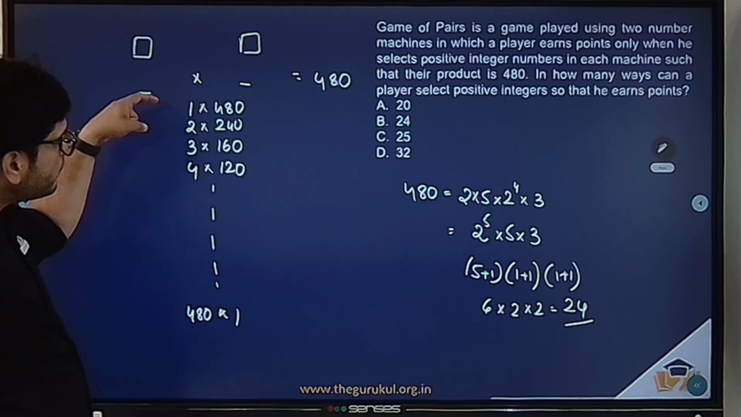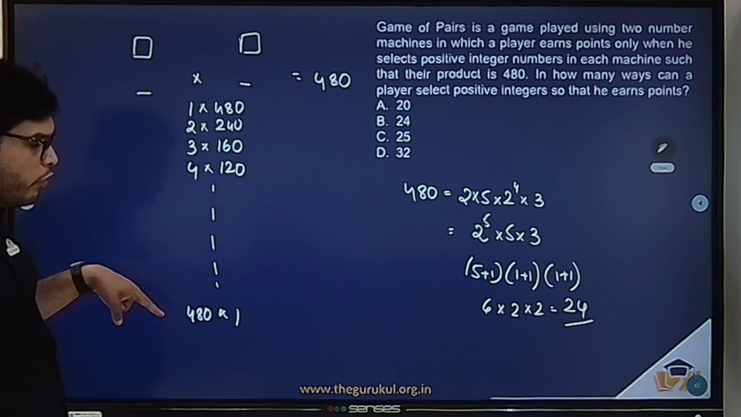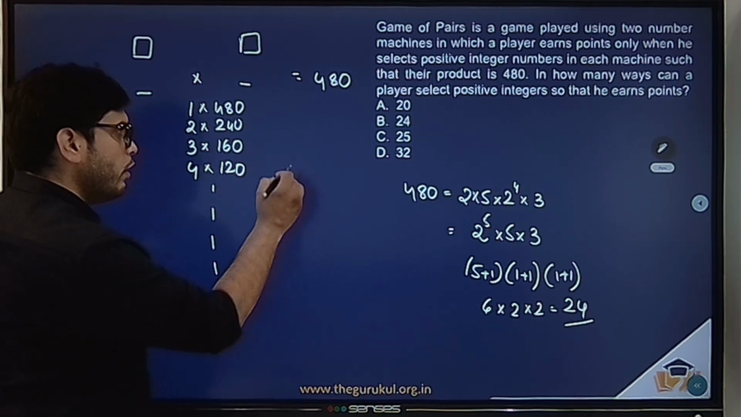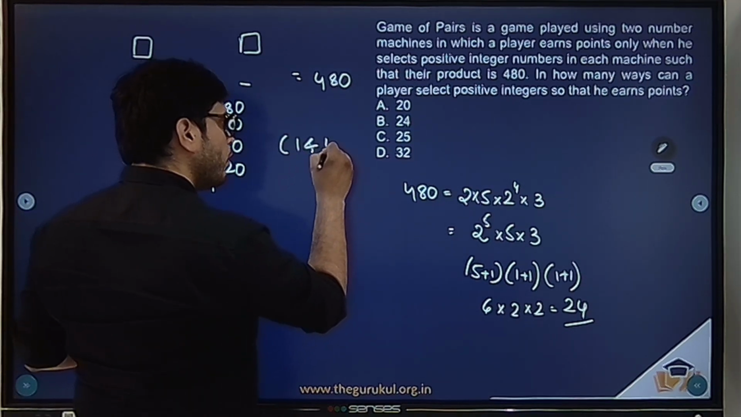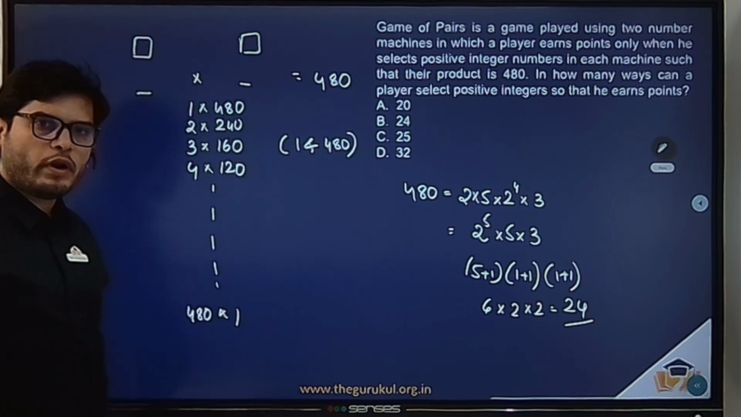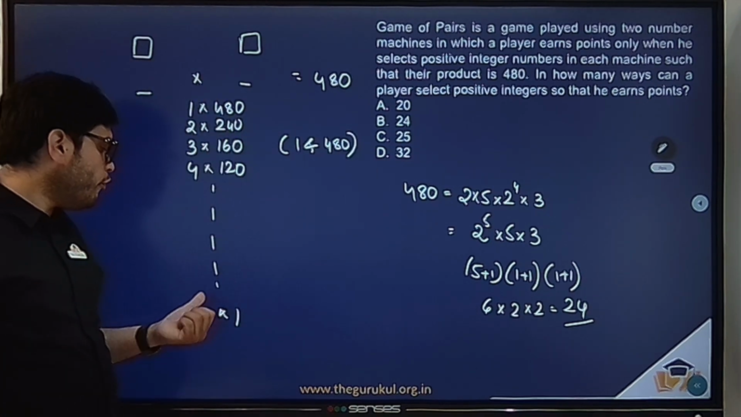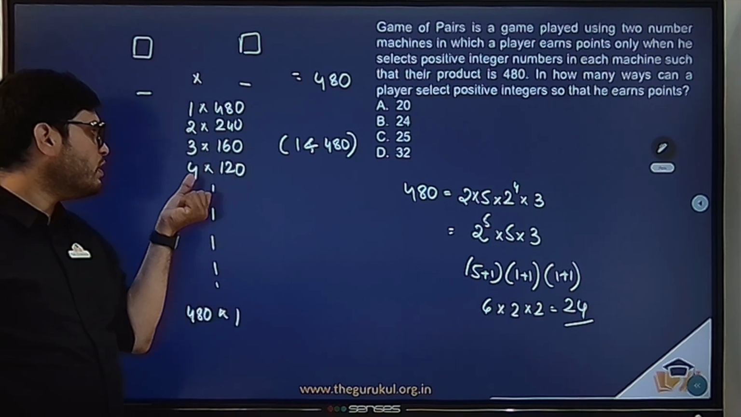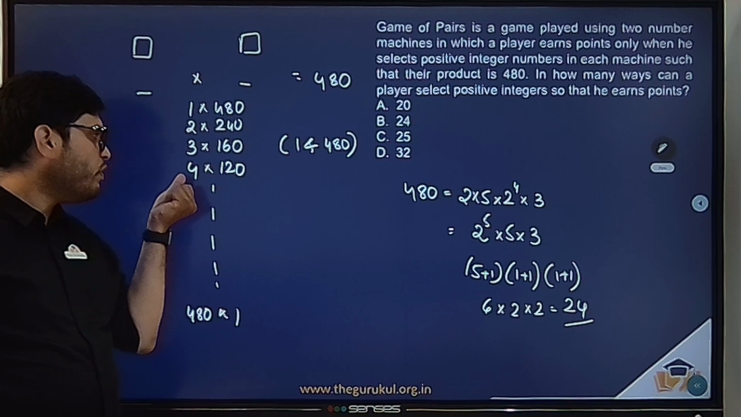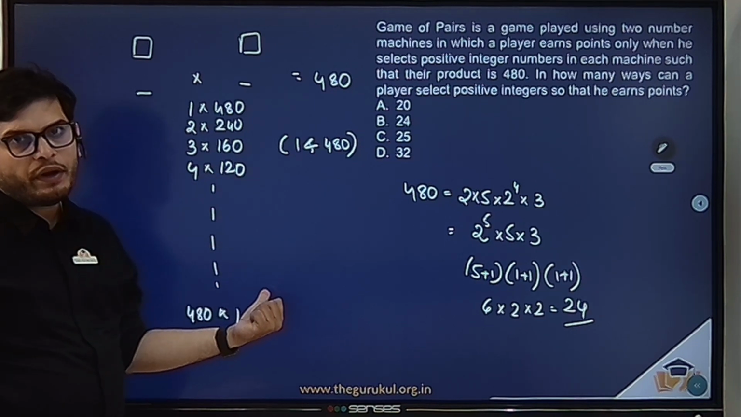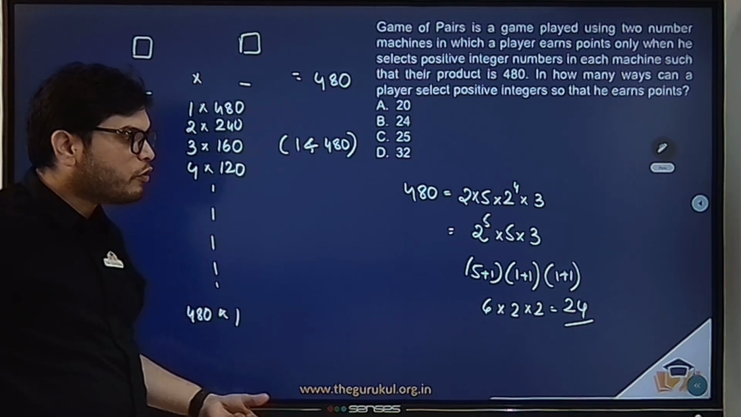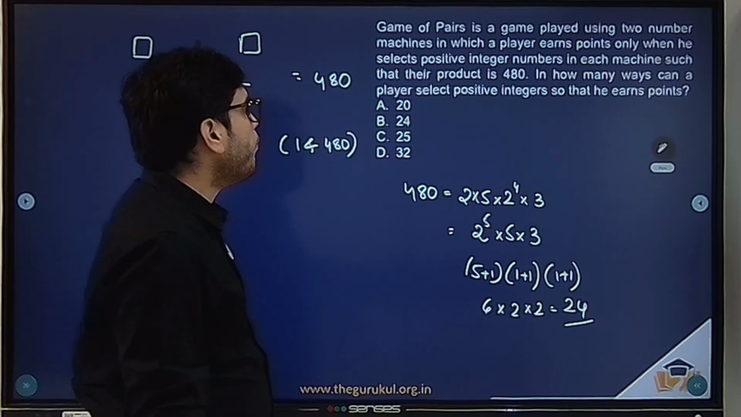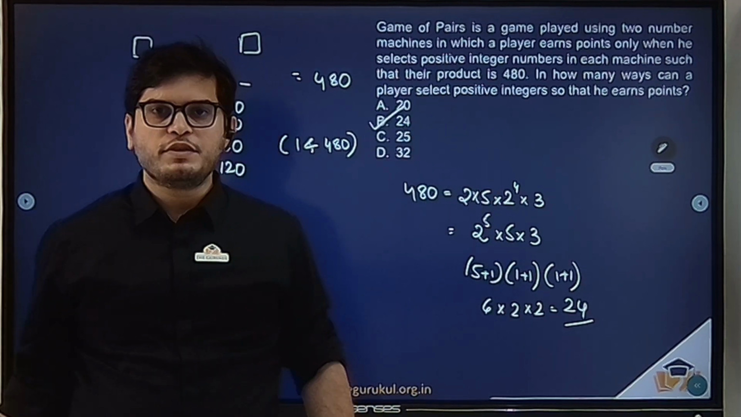Now if you observe, you have 1 into 480 here and 480 into 1 here. 1 and 480 are both factors of 480. We have 2 into 240 and you'll also be having 240 into 2. We have 3 into 160, then 160 into 3. We have 4 into 120, you'll have 120 into 4. So how many such ordered pairs are possible? You'll be having 24 ordered pairs. So the answer for this question should be option B.